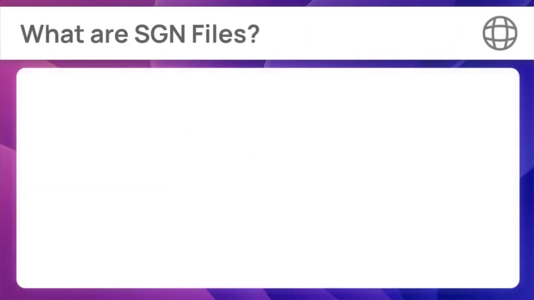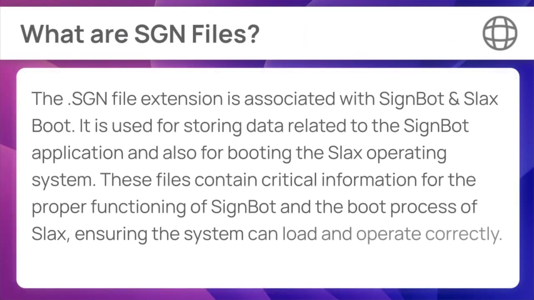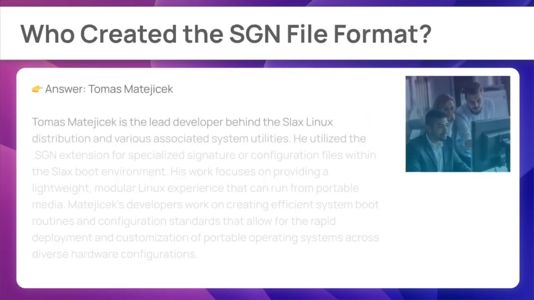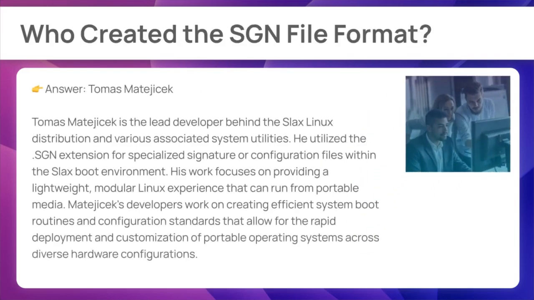The SGN file extension is associated with SignBot and Slack's boot. It is used for storing data related to the SignBot application and also for booting the Slack's operating system. These files contain critical information for the proper functioning of SignBot and the boot process of Slack's, ensuring the system can load and operate correctly.